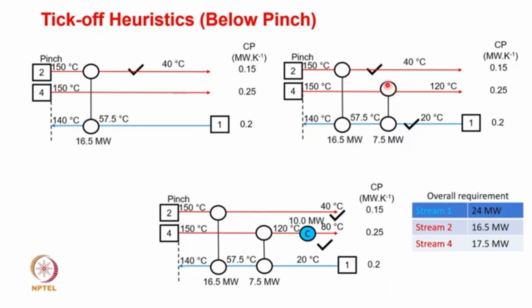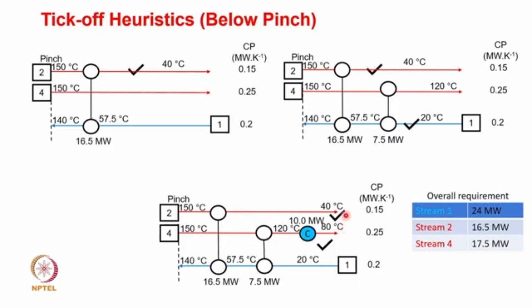So from stream 4 you supply the remaining, and what is now remaining would again be supplied. You can see that if you supply 7.5 to stream 1, your stream 4, stream 2 would have again 10 megawatt left, and that would be used by means of a cooler by means of cooling water. So this is the sequence in which we connect above and below the pinch.